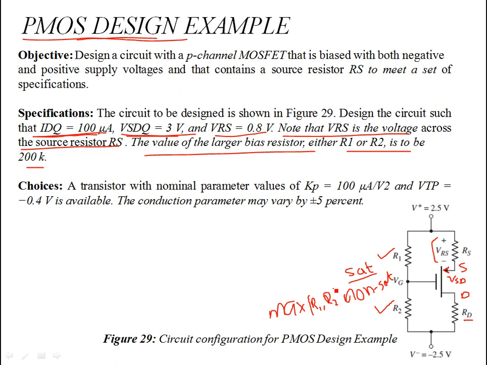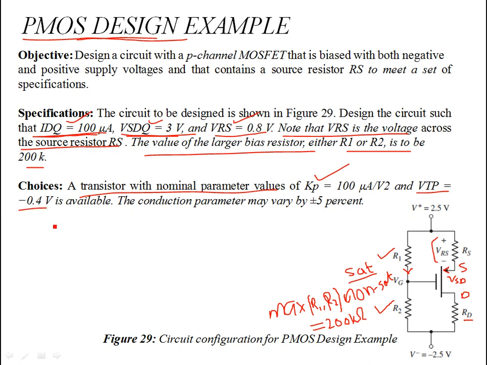To determine which is greater, we have to determine the bias current that flows over here. One of them is to be set to 200 kilo ohms, which is another constraint. So we are given the Q point IDQ and VSD. We are given VRS. Furthermore, the transistor has nominal parameters: we are given the conduction parameter Kp and the threshold voltage.